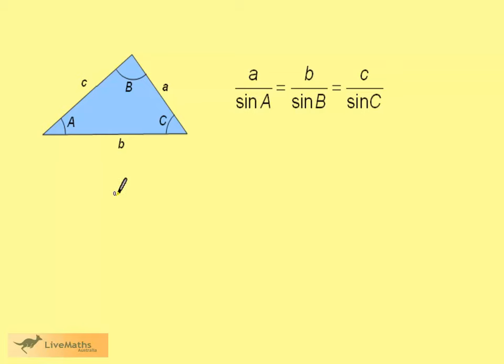Both sine and cosine rules relate to the triangle shown here. This angle is given the letter capital A. The side opposite it is a lowercase a. The lowercase a is the length of this side of the triangle.